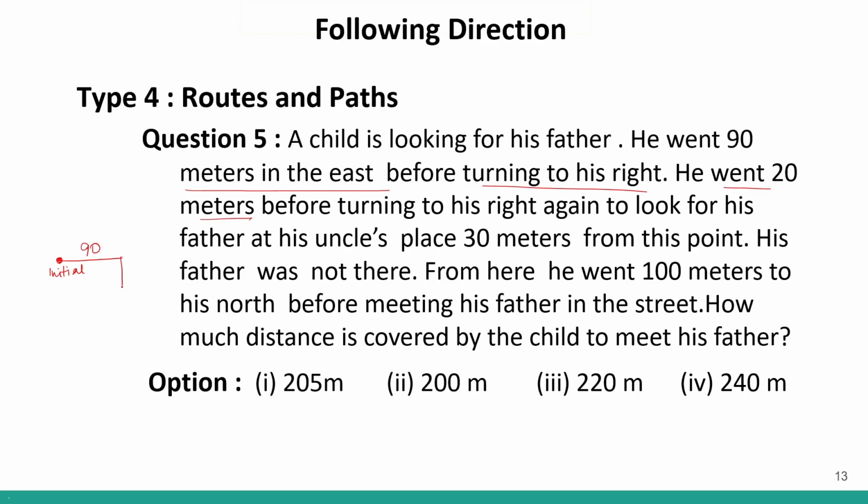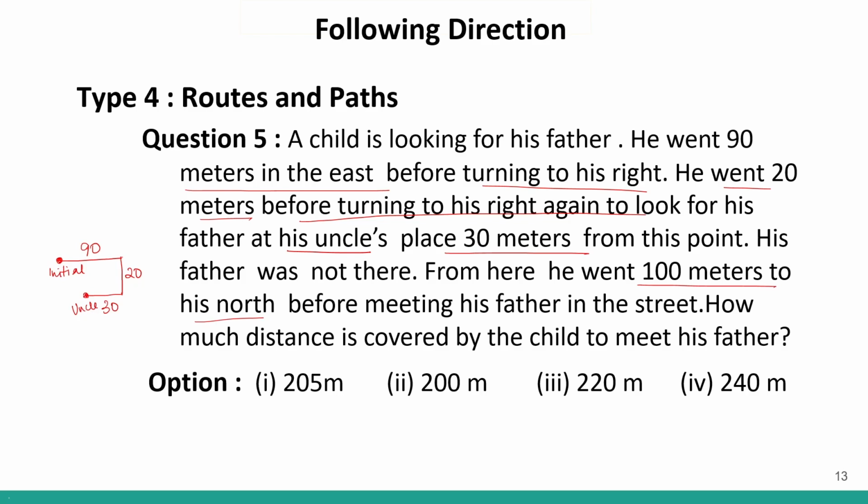So from here he goes 20 meters. And then he turns to his right again. So he goes 30 meters over here to reach his uncle's place. So this is the uncle's place. And from this point, his father was not there, so he went 100 meters to his north.